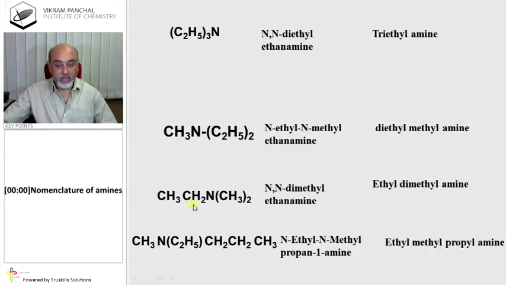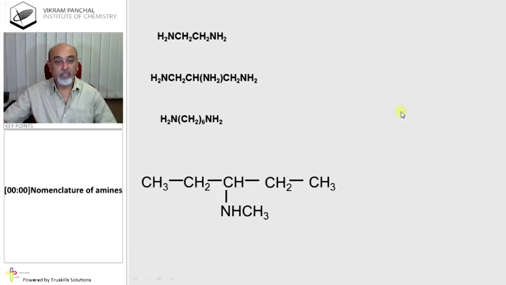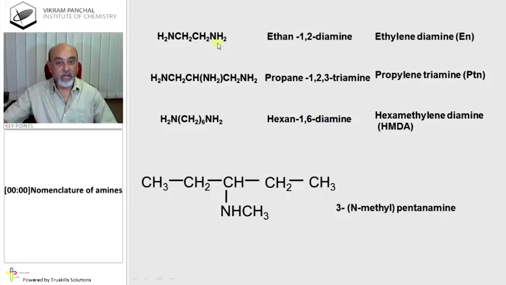N,N-dimethyl ethanamine or ethyl dimethylamine. In this case, longest chain is propyl. So N-ethyl N-methyl propane 1-amine or methyl ethyl propyl amine. 2 NH2 groups attached to 2 different carbons. It is vicinal diamine. So we call it ethane 1,2-diamine or ethylene diamine, EN.